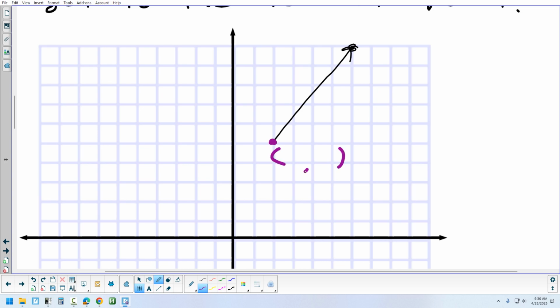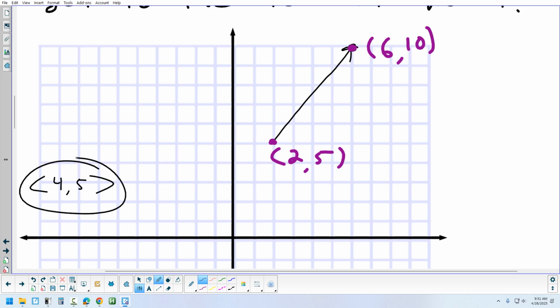What's the coordinates for where that vector starts? 2, 5. And what's the coordinates for where it stops? 6, 10. Yep. Now remember, we know the answer is 4, 5. Does anybody see a way that you can take this coordinate where it starts and this one where it stops and somehow do some arithmetic and end up with that answer?